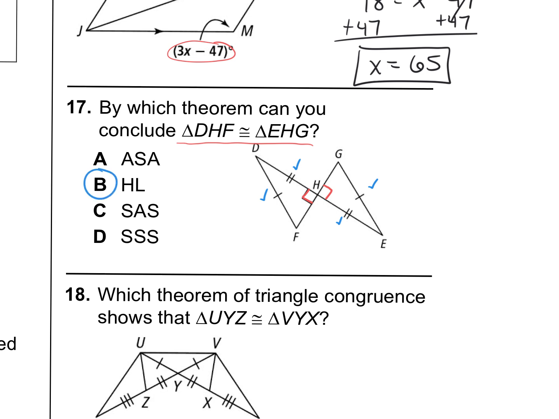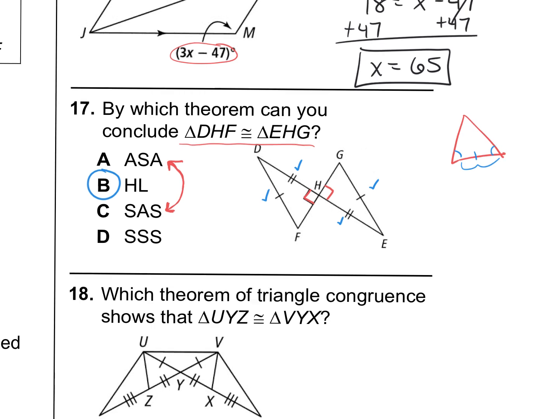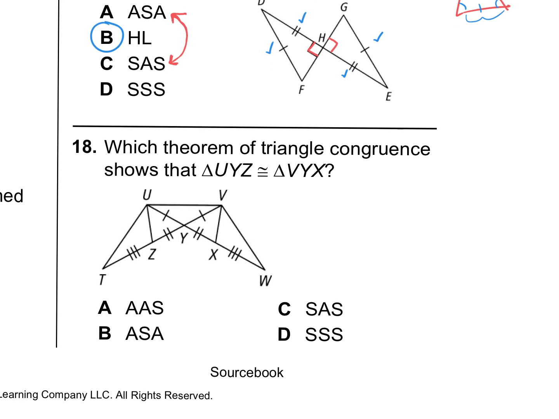If you have these two specifically, does the order matter for those two theorems? What I mean by that is if I have a triangle here, does the order of the angle, side, angle have to matter? Yes. Remember, you can't be jumping around the triangle. It has to be in that specific order. Okay? So a good example of that would be on number 18.